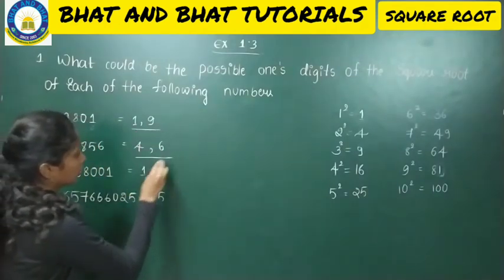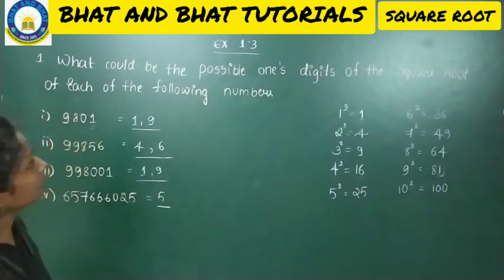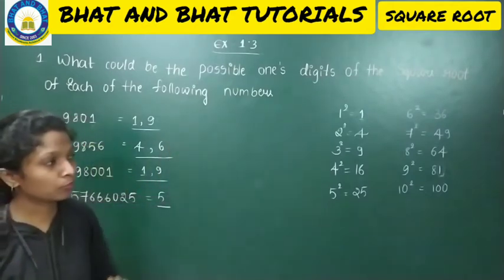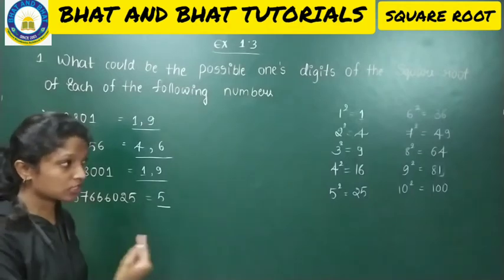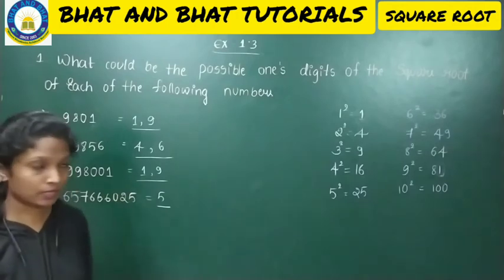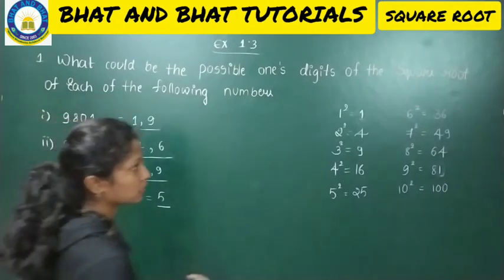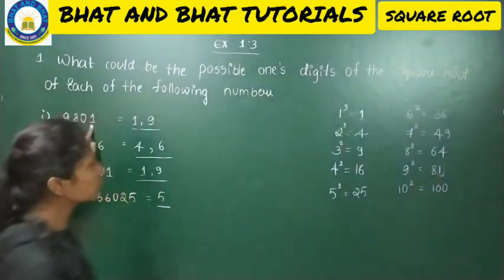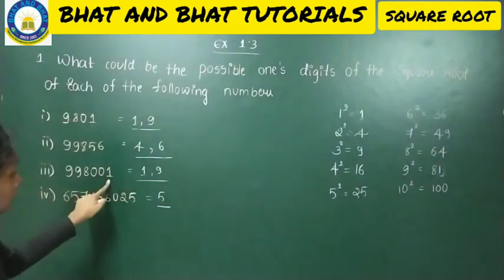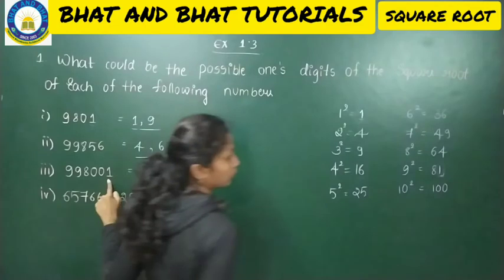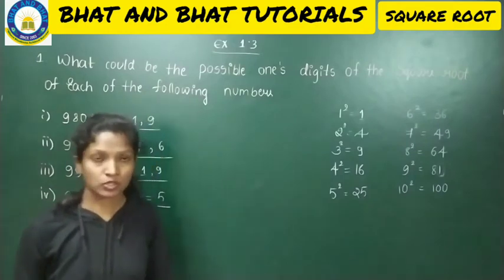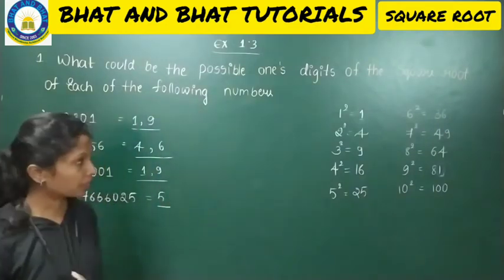Again I'll tell you, you will be finding the possible ones digits. You look at the last digit and write the square numbers. Whichever square numbers have that same last digit, those numbers will be your answer. For the first, 1 appears in 1 square and 9 square, so 1 and 9. Here the last digit is 6, which appears in 4 square and 6 square. For the third, 1 again appears, that is 1 and 9. And 5 appears only one time, that is 5 square. Now you can copy this down.